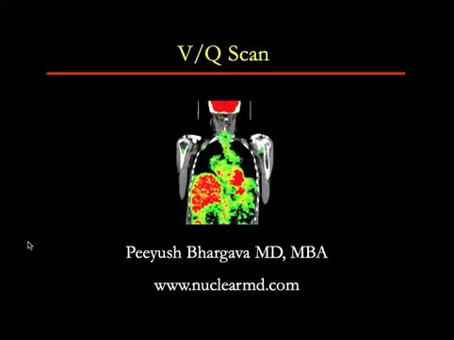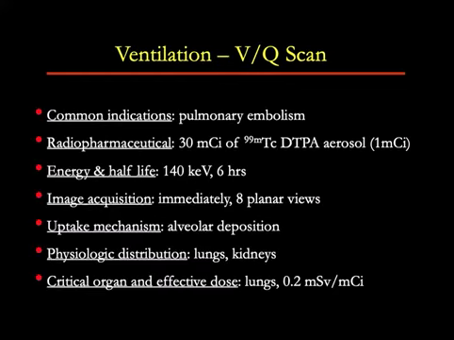Let's review the clinical imaging protocol for VQ studies. VQ Scan has two parts. V stands for ventilation and Q stands for perfusion. So the ventilation is typically performed first, where we use 30 millicuries of technetium-99m DTPA aerosol, and about 1 millicurie gets inside the patient into the lungs when they inhale using the aerosol apparatus.